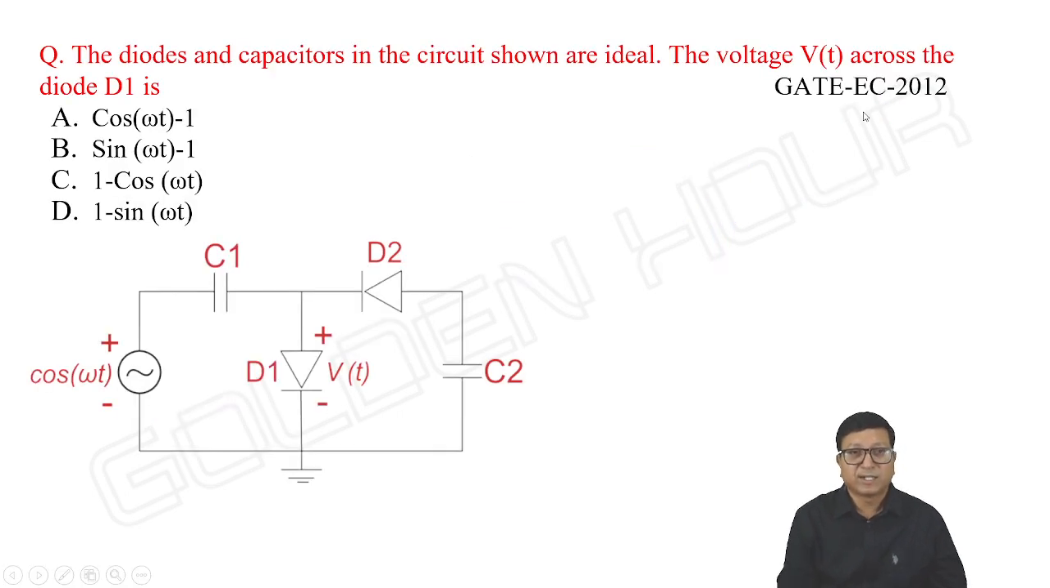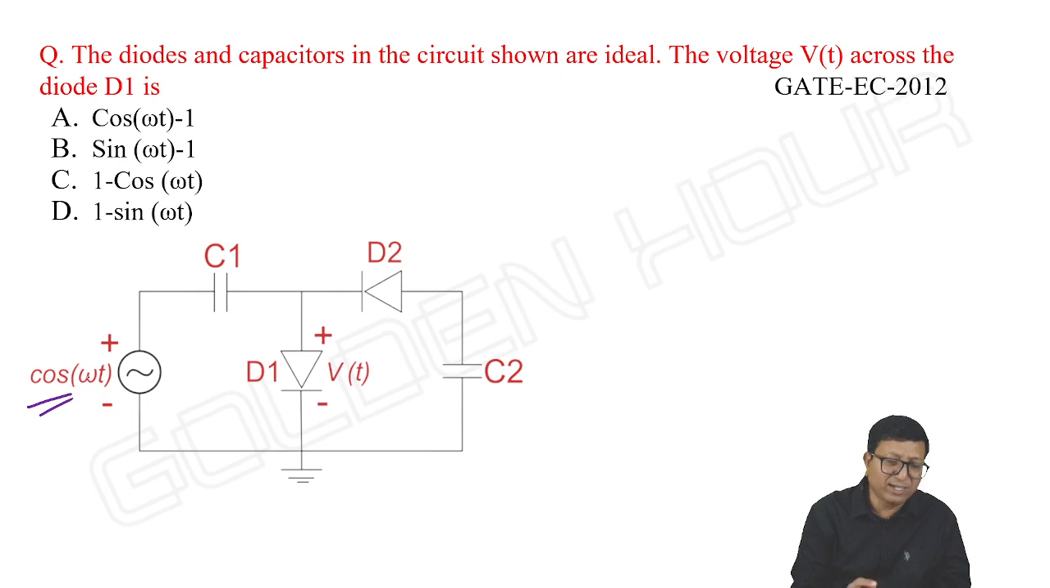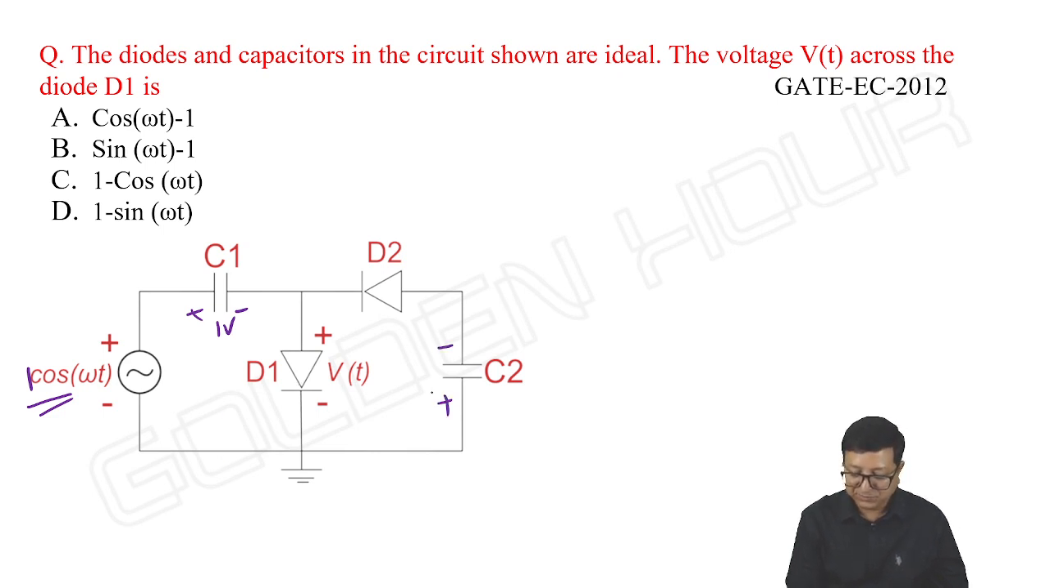Next, the diodes and capacitors in the circuit shown are ideal. The voltage V of t across the diode D1 is. Again, you see, it is a voltage doubler circuit. Instead of sine wave, they mentioned cos. Cos or sine, the operation remains the same. Just to confuse us, they give it so. Here this will charge up to 1 volt, because of the peak amplitude, with polarities like this, and this will charge up to 2 volts with polarities bottom to top. And D1 behaves like a negative clamper.